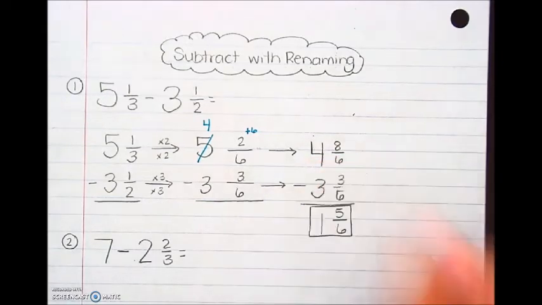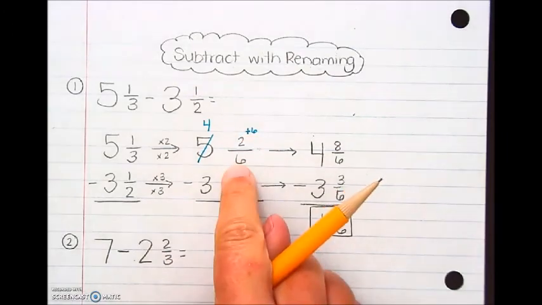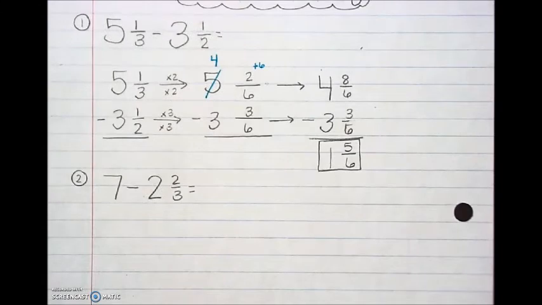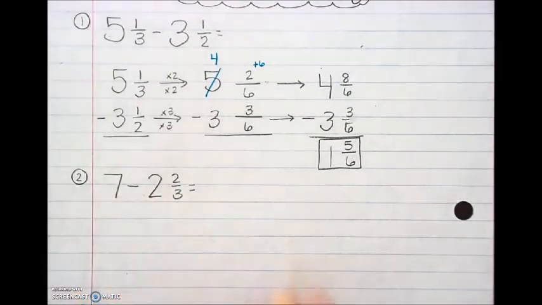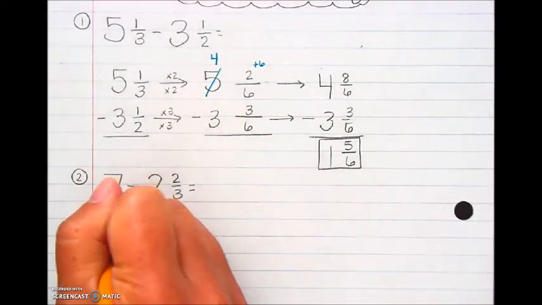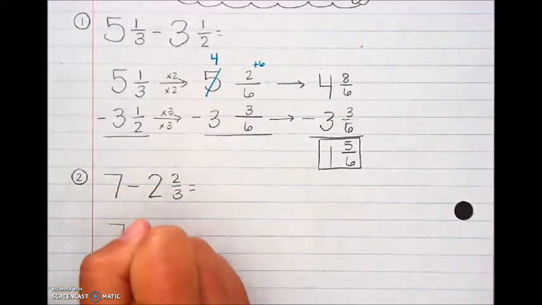So when we regroup, the most important thing to remember is that the amount we're adding is based on the denominator. Now let's take a look at a different type. This time I have 7 minus 2 and 2/3. So I'm going to have 7 here minus 2 and 2/3.